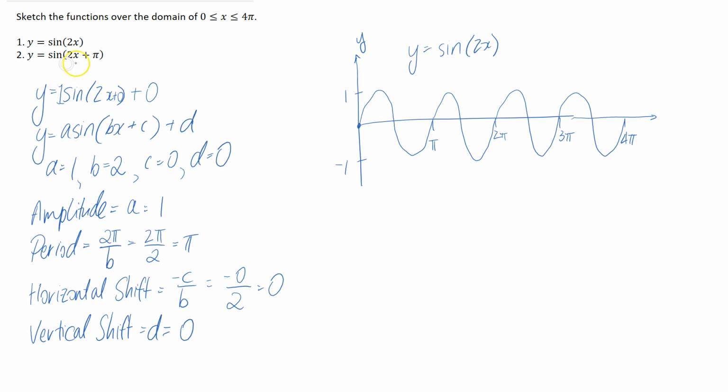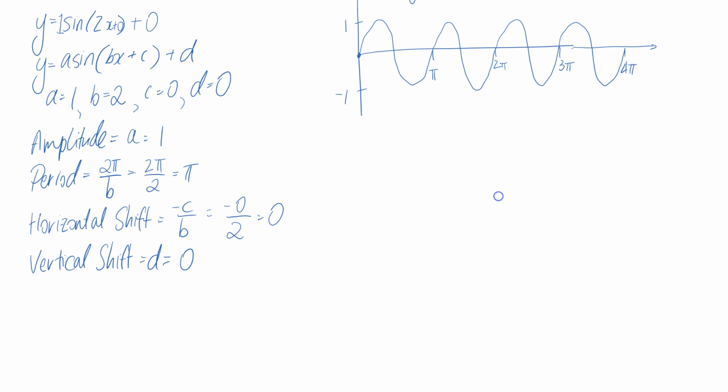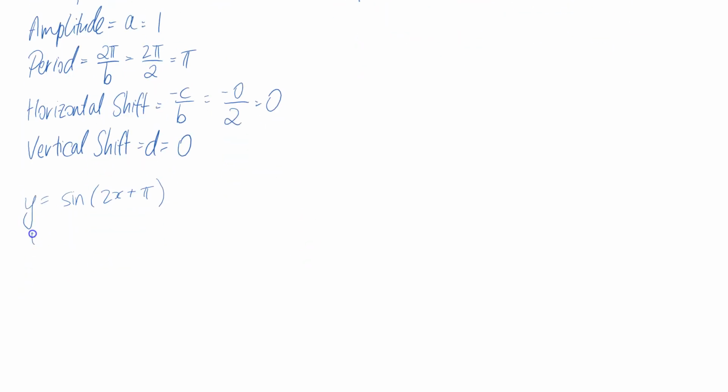Now we'll move on to the second bit, where we want to plot y is equal to sine of 2x, but with this plus pi appearing. So if we go through the process again of figuring out our a, b, c, and d values: a is the same, it's still 1. b is still the same, the 2 in front of the x. This time we now have a c value though, which is pi, and we have a d value, which is the +0 from before.